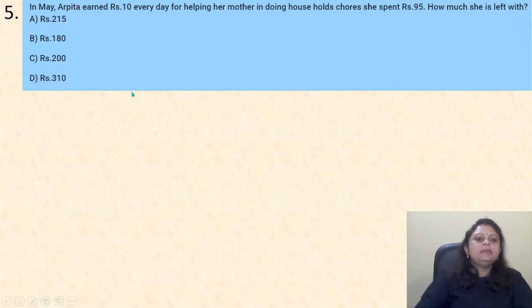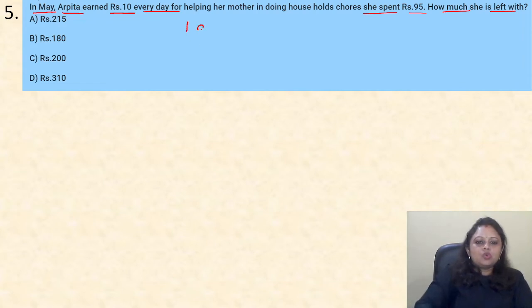In May, Arpita earned rupees 10 every day for helping her mother in doing household chores. She spent rupees 95. How much is she left with? Option A rupees 215, B rupees 180, C rupees 200, D rupees 310. So in the month of May, Arpita earned rupees 10 every day for helping her mother. Okay, and she spent rupees 95. How much is she left with?